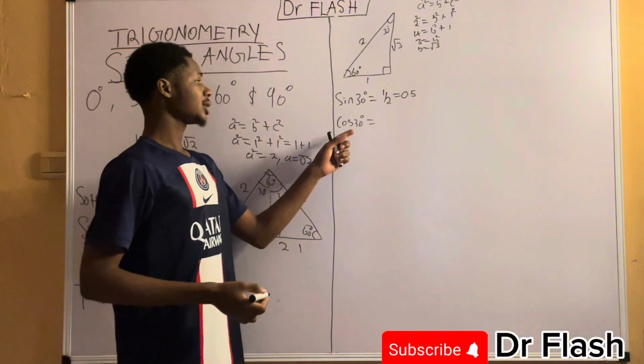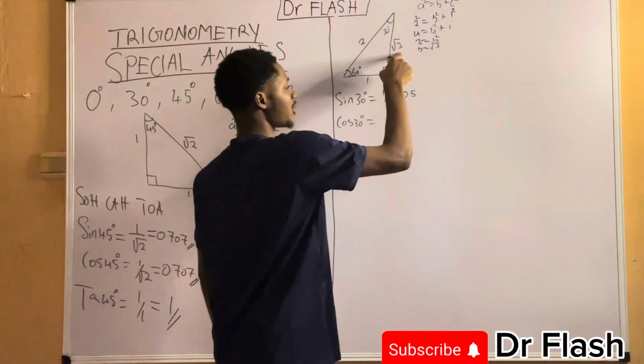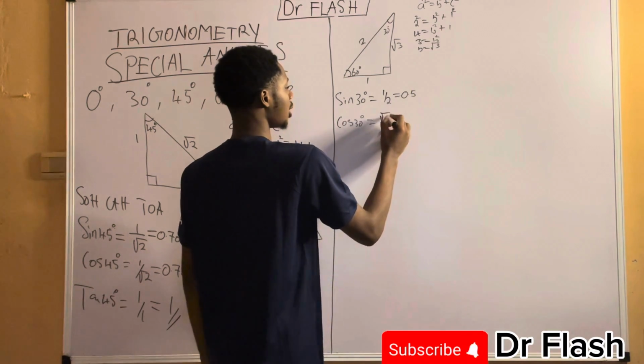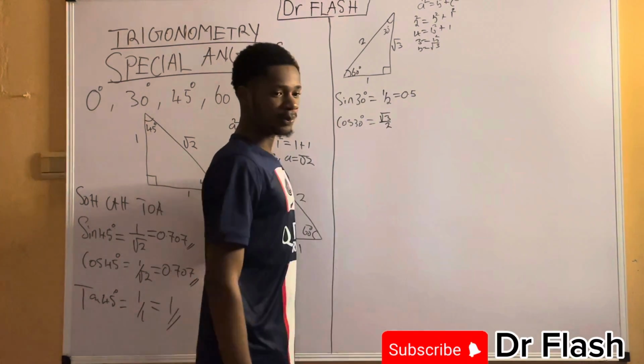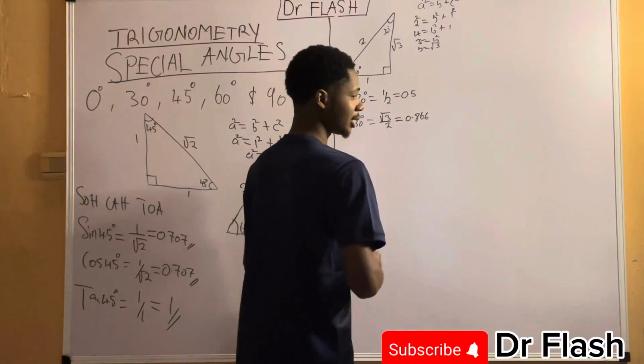Now, how do we find cos 30? Cos 30 is what now? Adjacent over hypotenuse. If here is opposite, here is adjacent. So that becomes what now? Root 3 divided by 2. Now, in decimal, this is 0.866 approximately, okay?